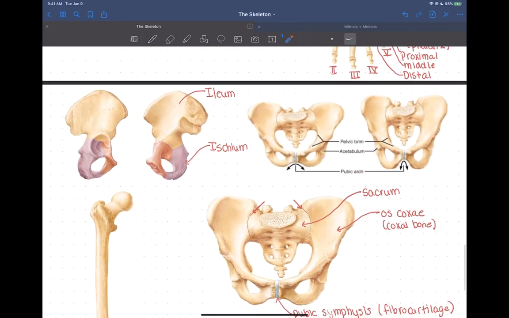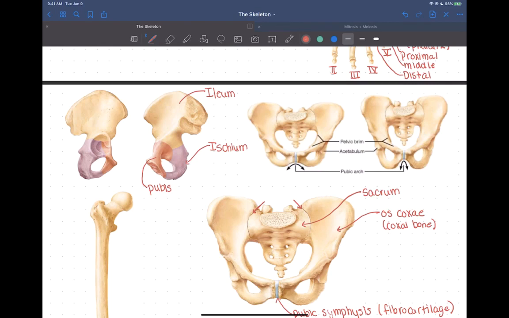And then lastly we have the front part. This is where that pubic symphysis would be. So this part is this part here, and the red, this whole thing, is the pubis. So you have the pubis, the ilium, and the ischium making up the entire os coxae. Those are the 3 parts.